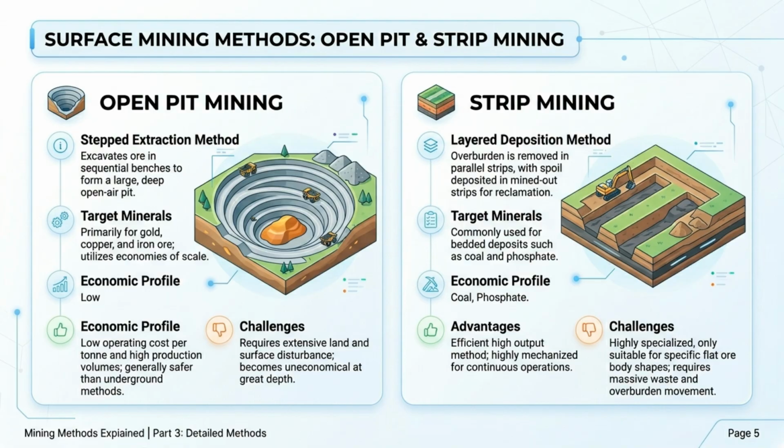This slide focuses on two key surface mining methods, open pit and strip mining. Open pit mining is one of the most common methods in the mining industry and is widely used for gold, copper, and iron ore deposits. It offers low unit cost and very high production scale, but it also creates a large environmental footprint and becomes less economic at depth. Strip mining is more specialized and works best for flat, layered deposits, such as coal and phosphate. It is efficient and highly mechanized, but it only suits certain deposit geometries and requires moving large volumes of waste and overburden.